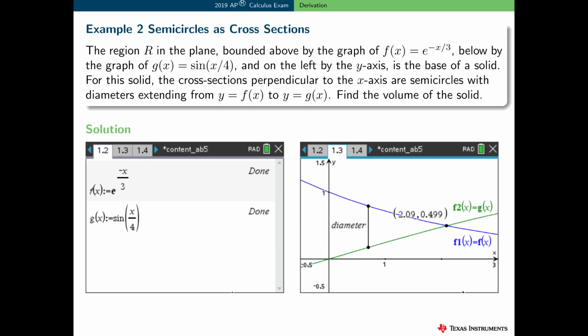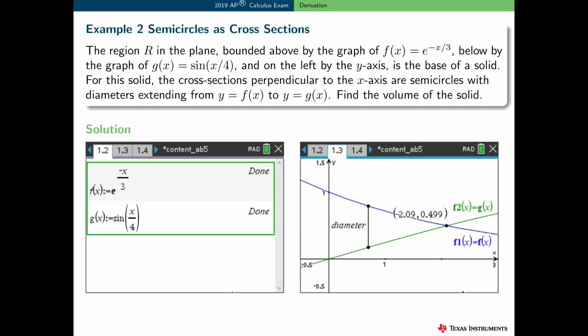Here's one more example in which I will use technology to help visualize the cross-sections and to find the volume. The region R in the plane is bounded above by the graph of f, below by the graph of g, and on the left by the y-axis. For this solid, the cross-sections perpendicular to the x-axis are semicircles, with diameters that extend from y equal f(x) to y equal g(x). Find the volume of this solid.